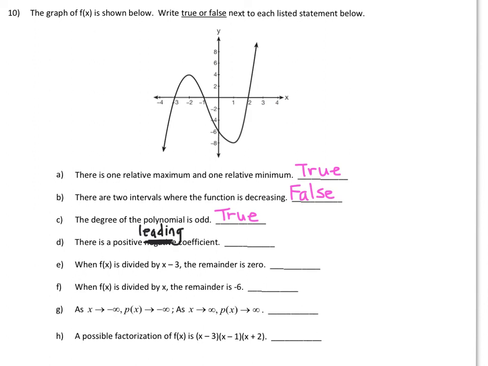All right, well, we know if there's a positive leading coefficient, the only thing you have to look at to determine whether the leading coefficient is positive or negative is the arrow on the right, okay? You could ignore the whole rest of the graph. Just look at the arrow on the right. If it's pointing up, it has a positive leading coefficient, and if it's pointing down, it has a negative leading coefficient. So since it's pointing up, this is true. It does have a positive leading coefficient.